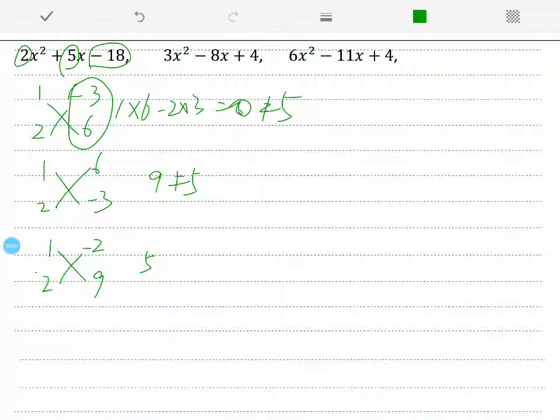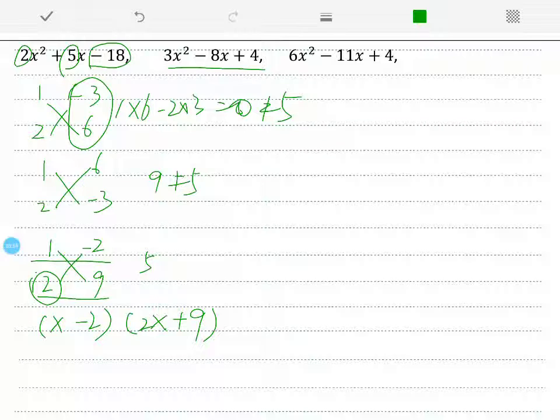So the right combination becomes, the number before x is 1, so x minus 2. But pay attention to the bottom here. The number before x is not 1 anymore, so it's 2x plus 9. Okay?